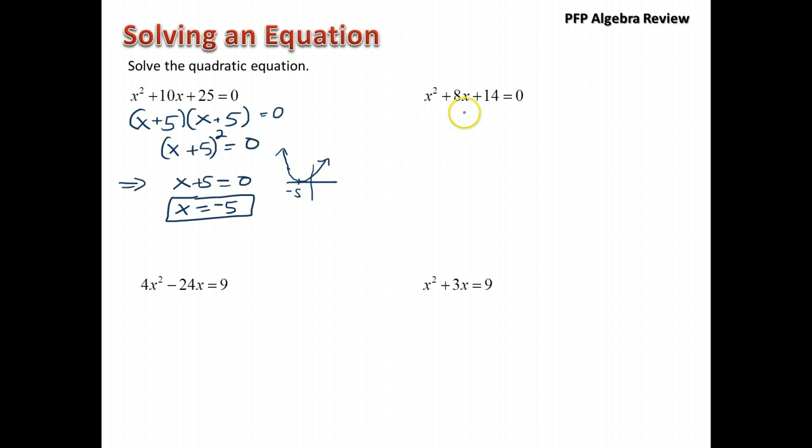Okay. This next one here doesn't factor. There's no way to multiply to give you 14 and add up to 8. And so when it doesn't factor, it's not over. You can solve by completing the square. You can solve by the quadratic formula. Let me first take a look at the completing the square option for this one, because it seems to work out nice with this one.